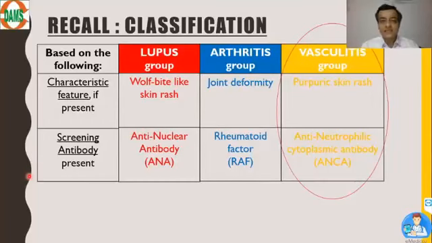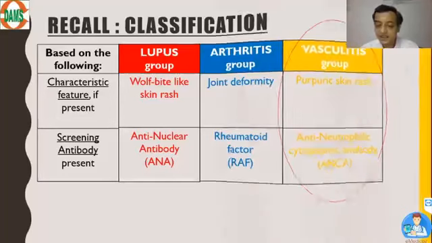Right. So in the vasculitis group of disease, if the characteristic feature purpuric skin rash is present, then it strongly favors the diagnosis of vasculitis. Please remember everybody that purpuric skin rash is a characteristic feature, but need not be present in every case. When it is present, it becomes easy to suspect the disease and we can start with the ANCA antibody testing, that is anti-neutrophilic cytoplasmic antibody testing.